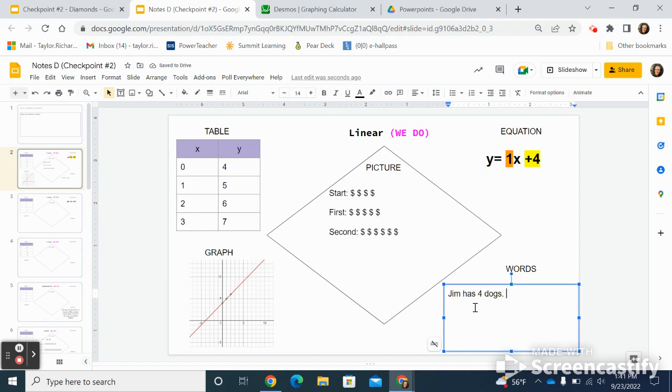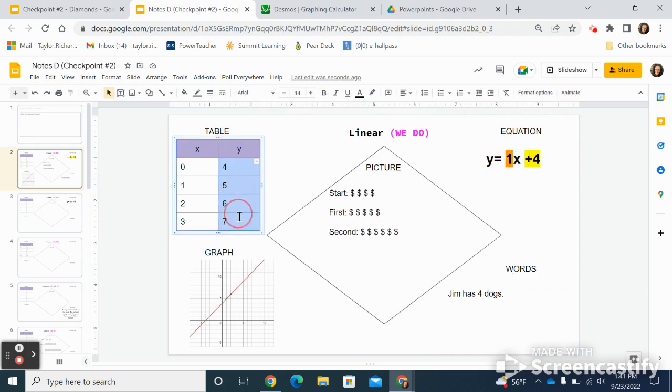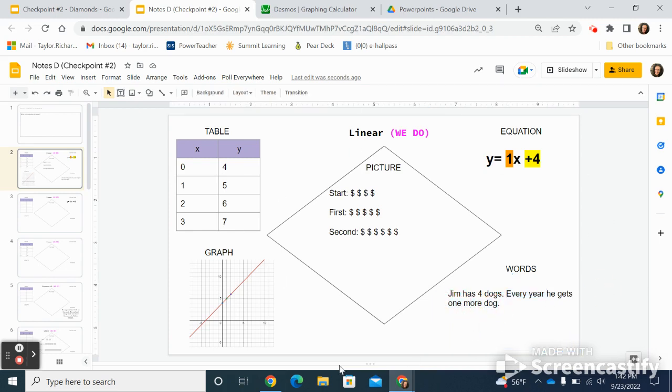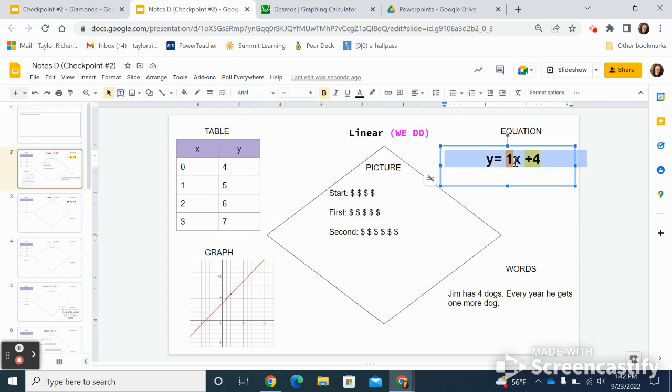That's your first sentence. The next sentence should be saying how it's changing. What is the rate of change? Remember, my rate of change is 1, going up by 1. So I'm going to say, and you can make it your own, every year he gets 1 more dog. You could say every day, every minute, every hour, every month, whatever you want, but say that it's going up by one more. Okay? Now, this diamond is done. We started with the equation. We just made all of the rest based on that equation.